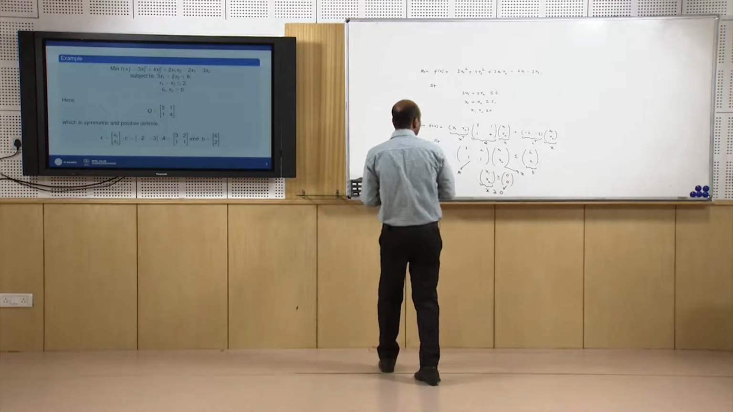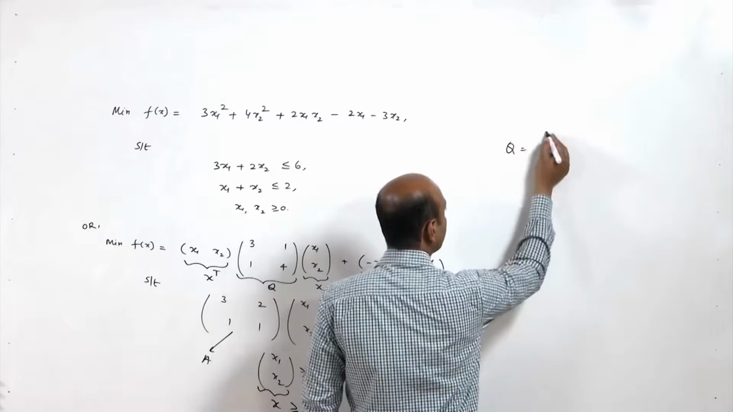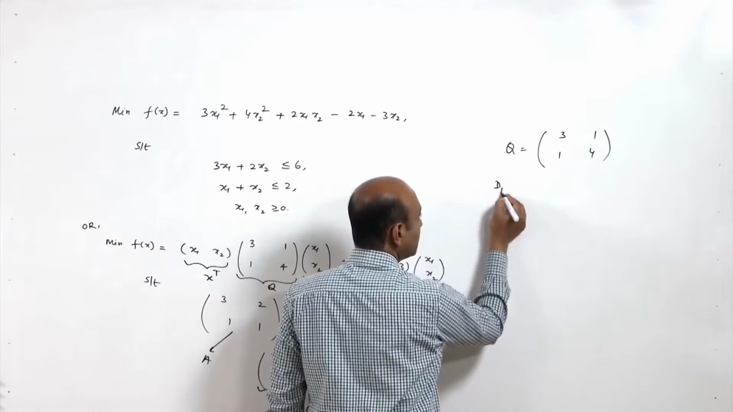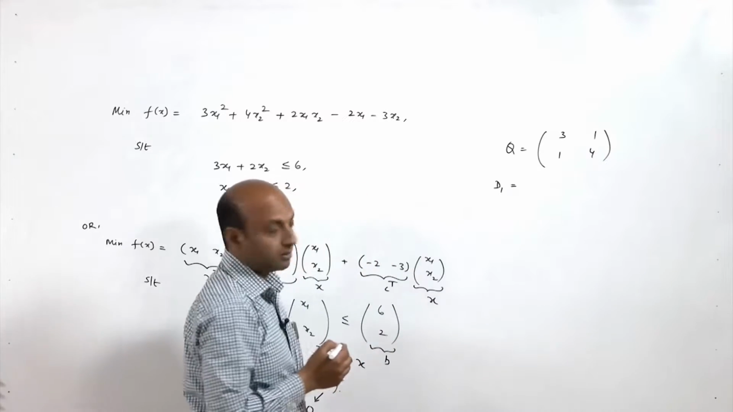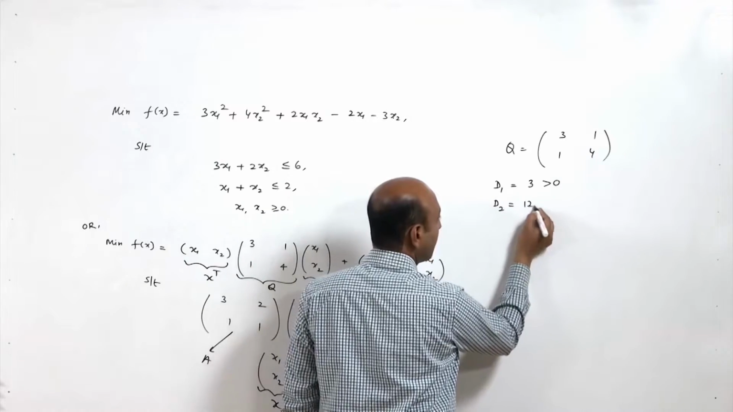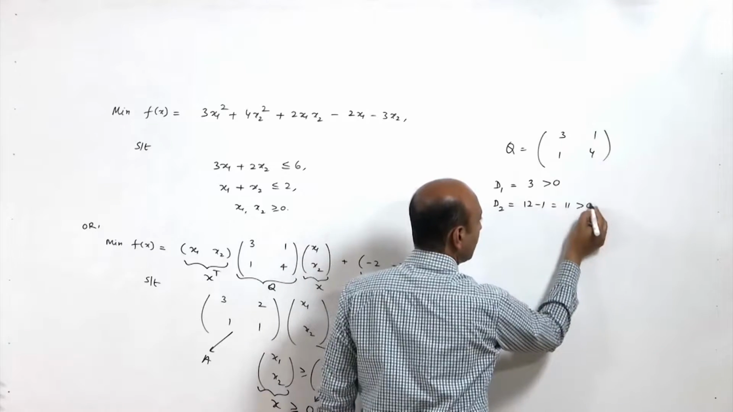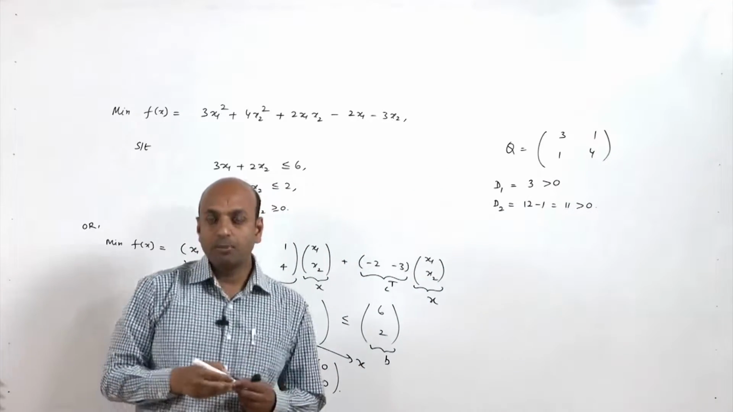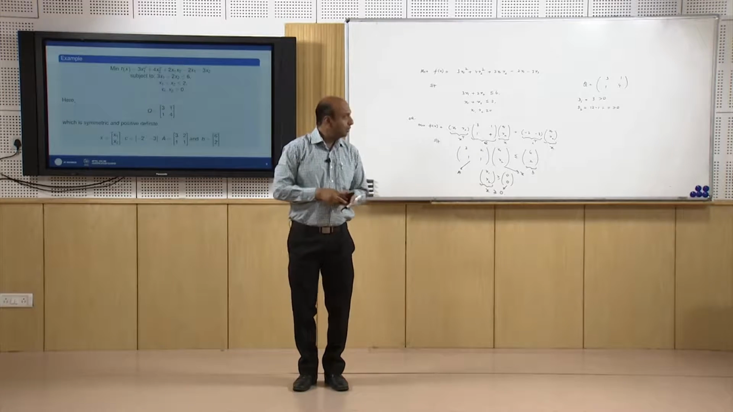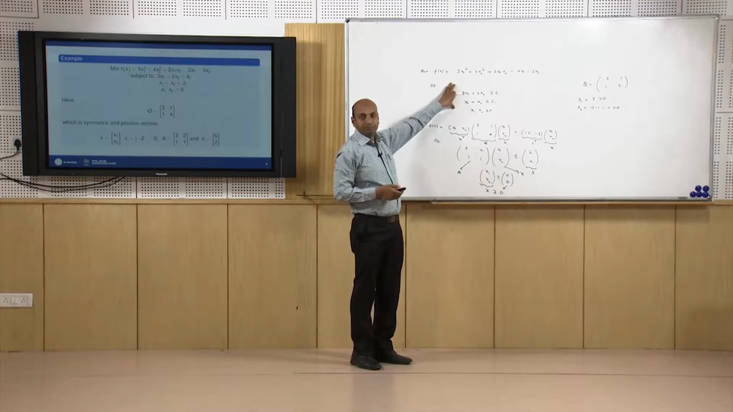Now, you can readily see that this Q is 3, 1, 1, 4. D1, the leading principal minor of order 1 cross 1, is 3, greater than 0, and D2, the determinant of matrix Q, is 12 minus 1, which is 11, again greater than 0. So, the matrix Q is positive definite, and hence it is positive semi definite. So, we can say that this is an example of a quadratic programming problem.